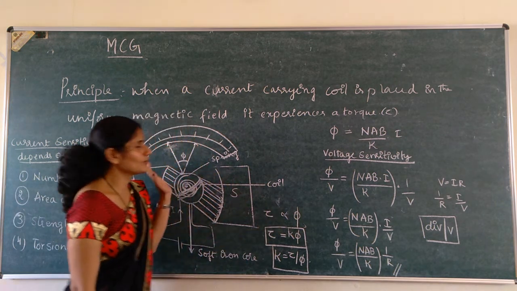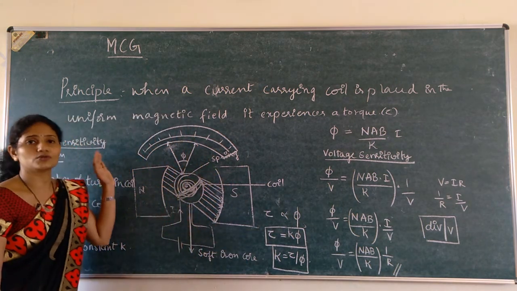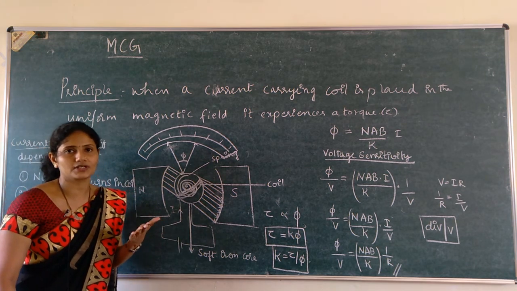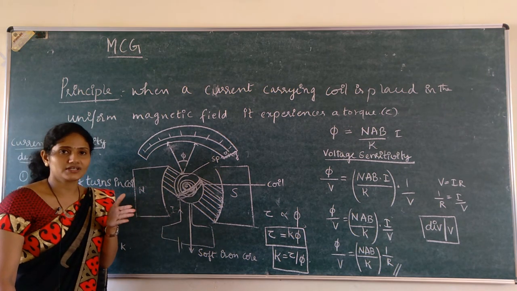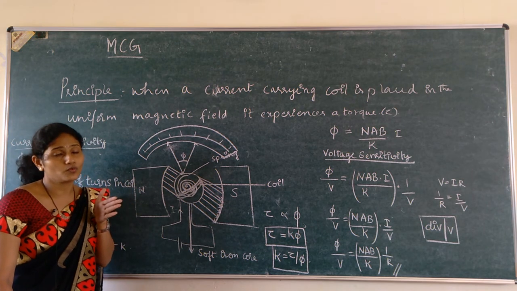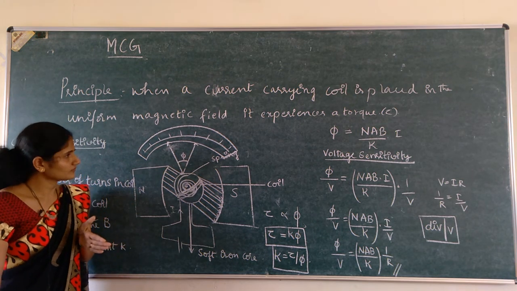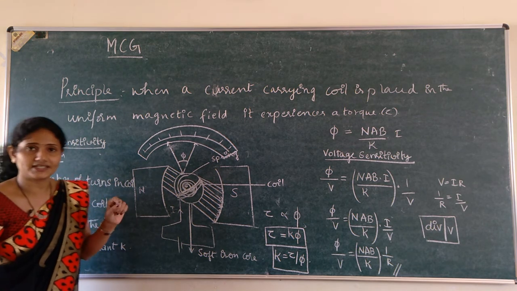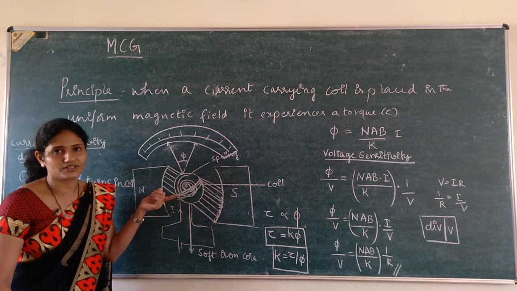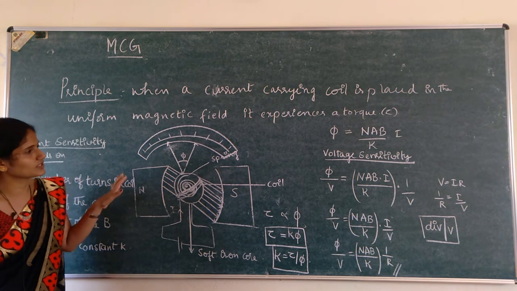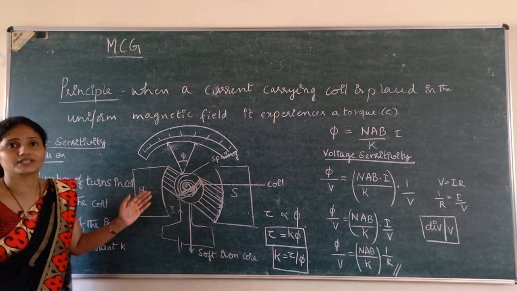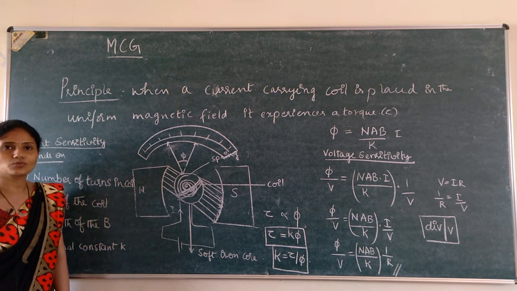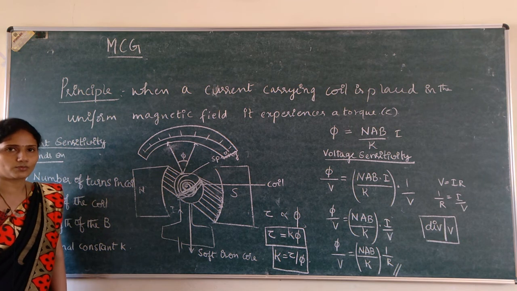So it is not possible to use the galvanometer directly as an ammeter, because an ammeter ideally has very low resistance. We can convert this galvanometer into an ammeter by connecting a very low resistance in parallel with the galvanometer. So it is not possible to use this galvanometer directly as an ammeter. So this is the principle and working of the moving coil galvanometer.